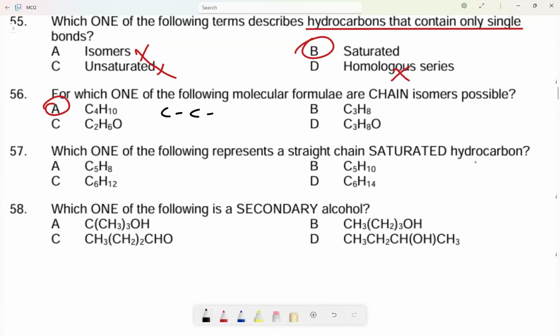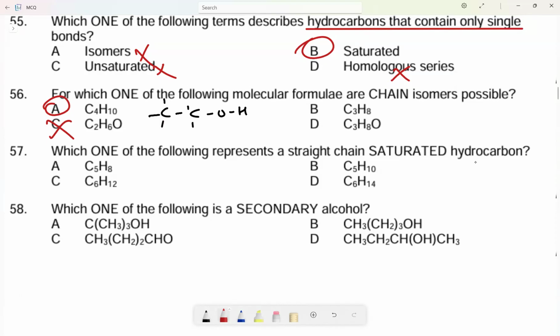C2H6, 1, 2, then C2H6O. This is an alcohol. Can I make a chain isomer of this? No, there are already 2. So they already have 2 carbons. Remember, chain isomer starts from 4. Chain isomer starts from 4.